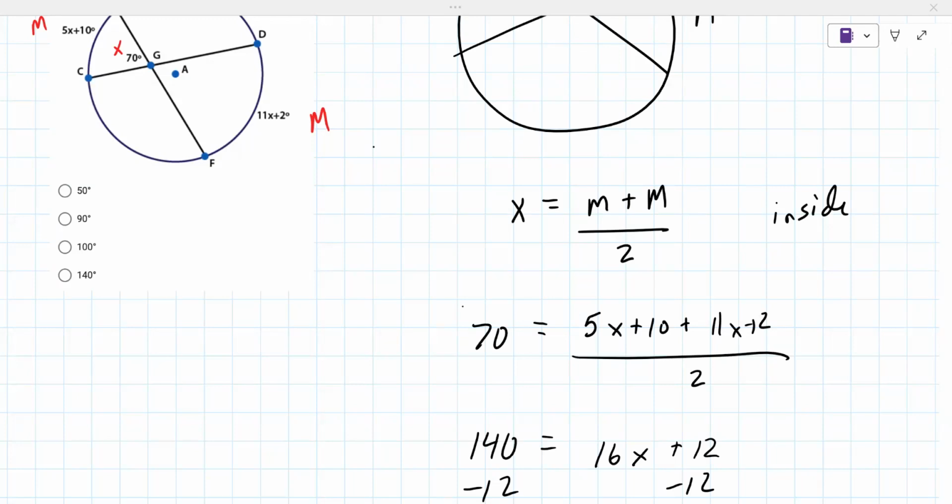Got it. Yeah, I think that was just that one mistake that kind of flipped it up there. After that, you get the 8 for x, which you then plug in and get 90 degrees. That makes sense.